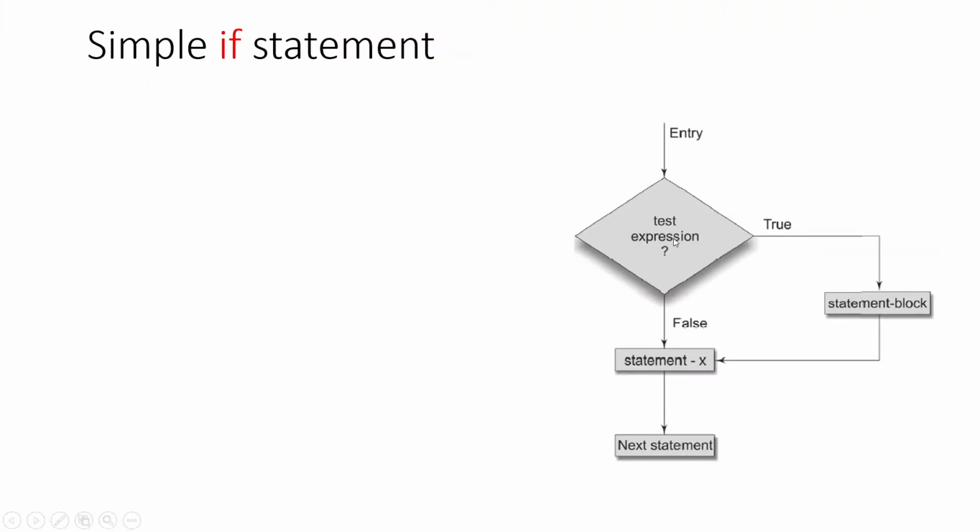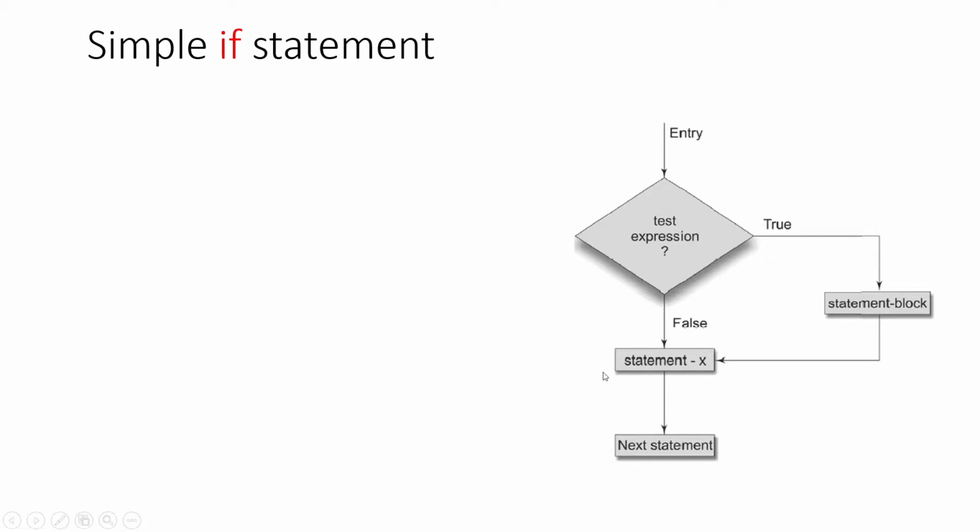Here the test expression in the last program was a less than 0. That was the expression we gave, and if it is true it has to execute something. Here we gave a print that number is negative. If it is false it will move to statement X, and this is common in both cases. Whether the condition is true or false, it will commonly go to the next statement. In the last program there was no statement X, so there was nothing to be performed after that.